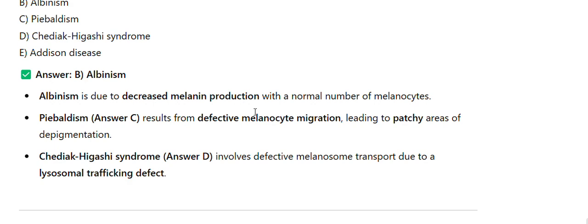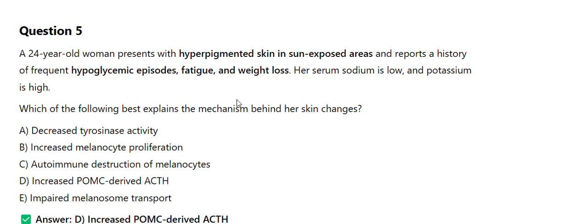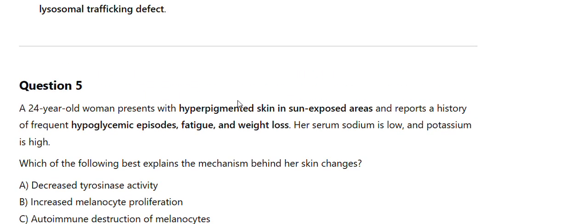Question 5. A 24-year-old woman presents with hyperpigmented skin in sun-exposed areas and reports a history of frequent hypoglycemic episodes, fatigue, and weight loss. Her serum sodium is low and potassium is high. Which of the following best explains the mechanism behind her skin changes?